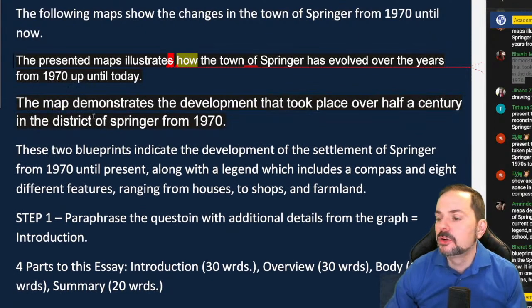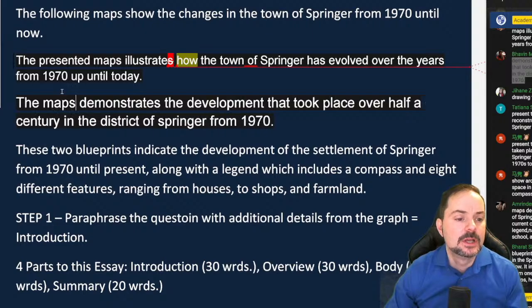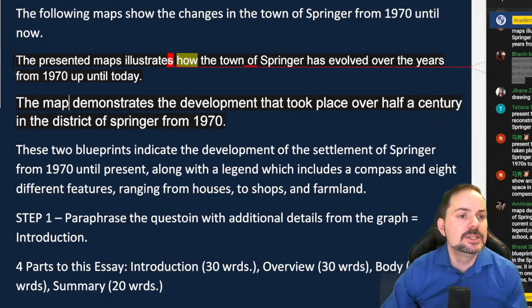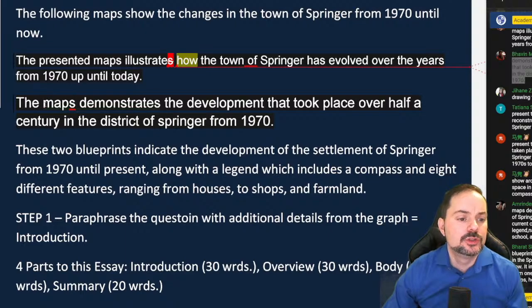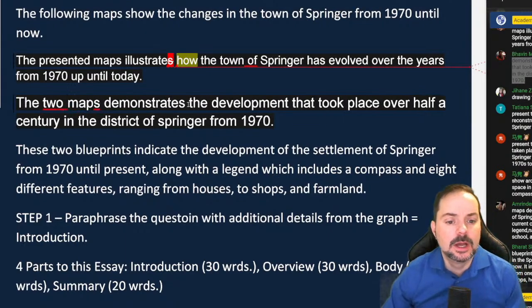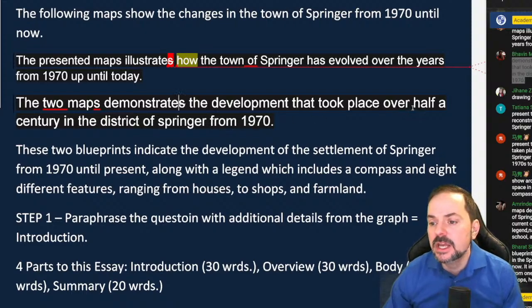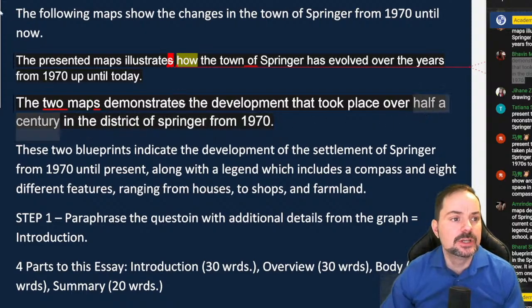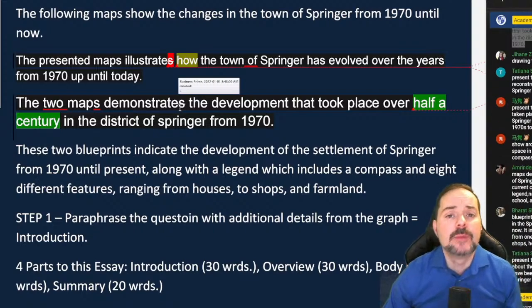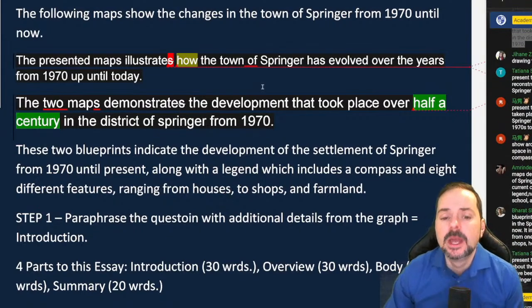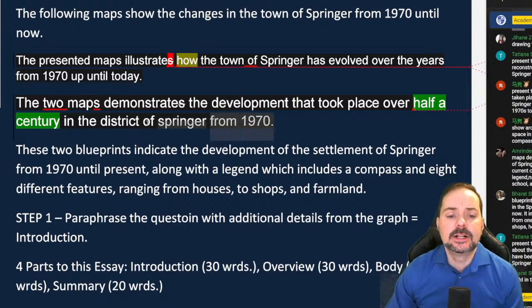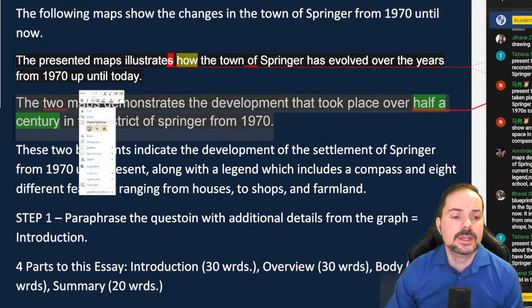Watch your plurals, Bavin, so the maps. And also, Bavin, try to be specific. So the two maps demonstrate the development that took place over half a century in the district of Springer from 1970. Yeah, I really like this half a century component here. I'm glad that you recognize that right away. That's an important observation, one that we will certainly reference a bit later on. So that was really good. Students, don't forget that detail, right?